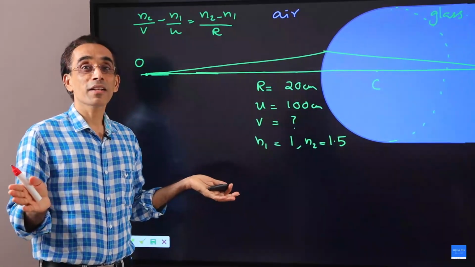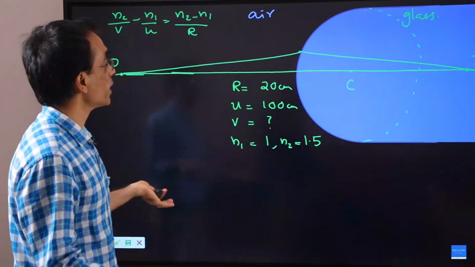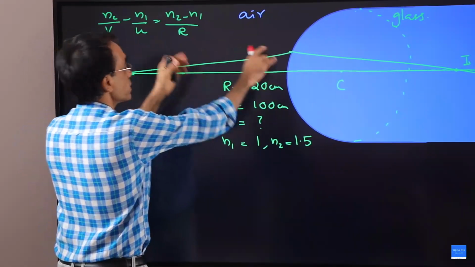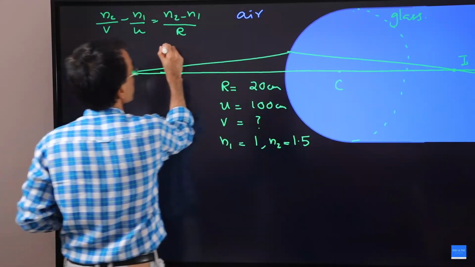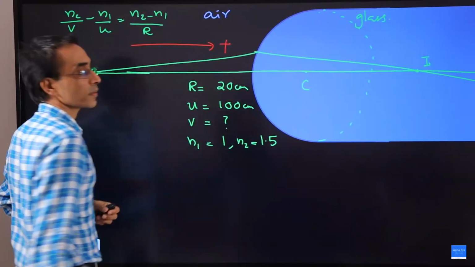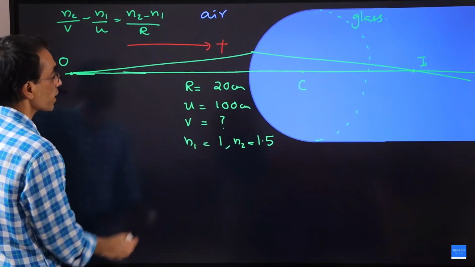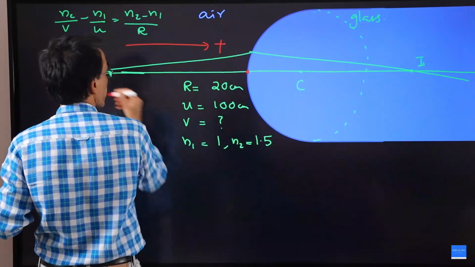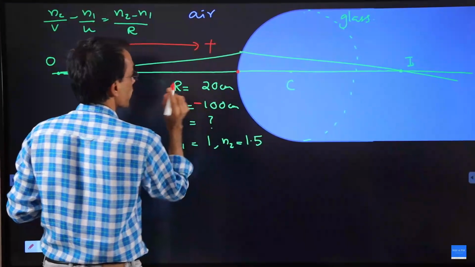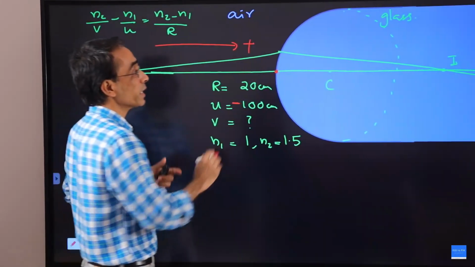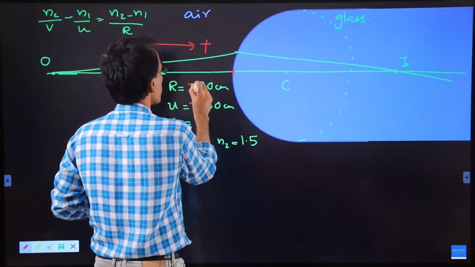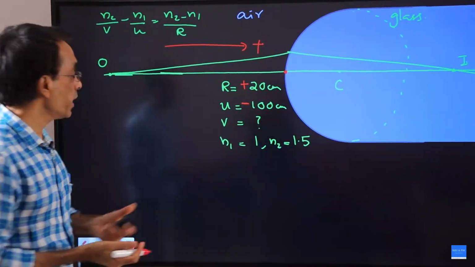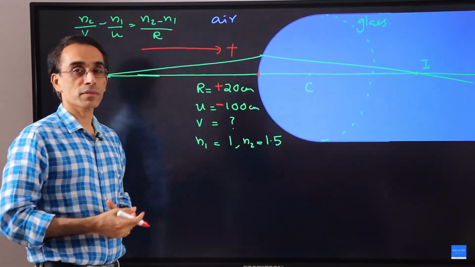Cartesian sign convention, which should be the positive direction. Object is here, light is going in this direction, so that must be the positive direction. This is positive. Where is object? Object is here, U. U should be measured from the pole against the light in this direction, so U must be minus 100. R is measured in this direction, so R is plus. V I don't know, so I don't have to give any sign. N1 and N2 just use their numbers.